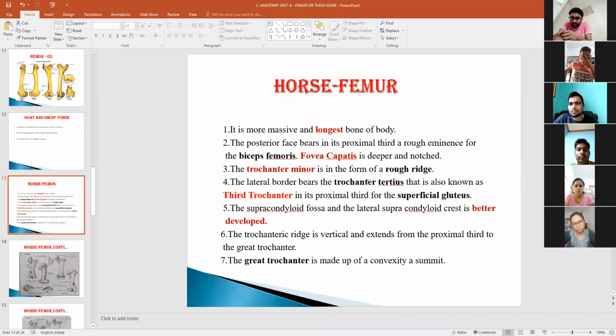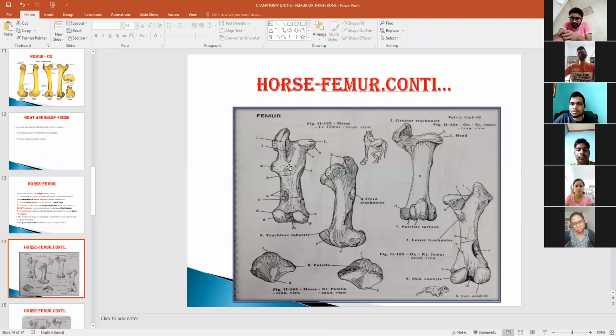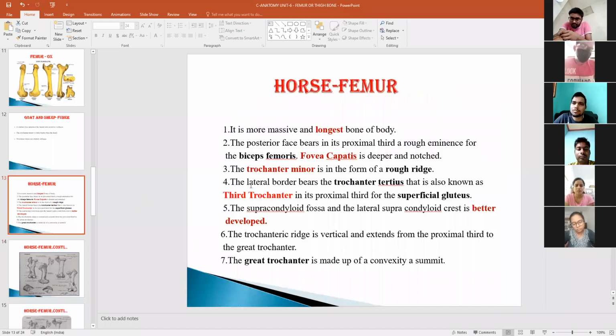Now the trochanter minor is in the form of a ridge only, and adjacent to the trochanter minor there is a prominent part that is known as the third trochanter. So the lateral border bears the trochanter tertius, also known as the third trochanter, at the proximal third, and it is for the superficial gluteal muscle.